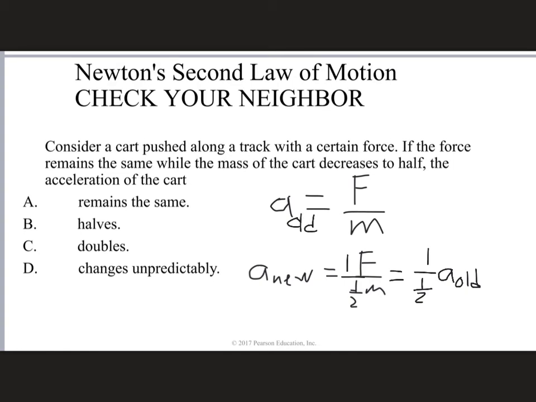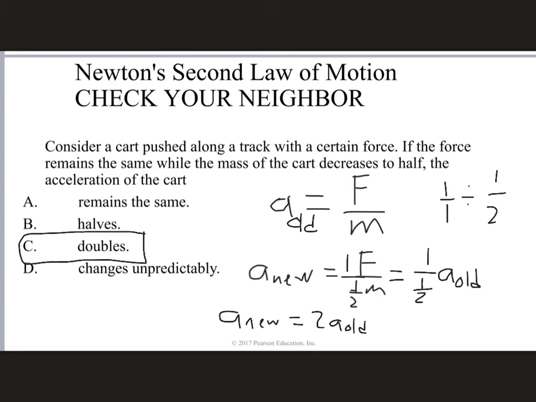And so what is 1 divided by 1/2? Well, that's just 2. If we do 1 over 1 divided by 1 over 2, that's equal to 1 over 1 times 2 over 1, and that gives us 2. So our new acceleration is equal to twice our old acceleration. A new equals twice A old. And so the answer is that the acceleration of the cart is going to double.